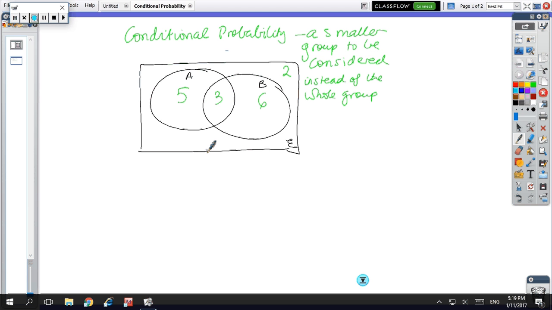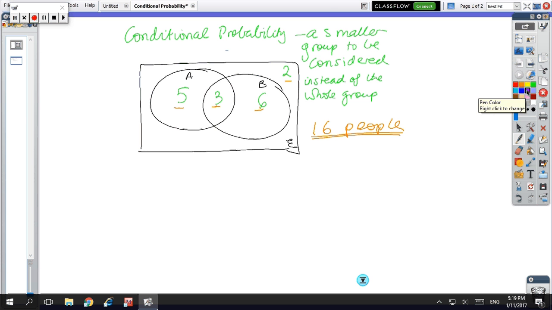So in this particular question here, 5 plus 3 plus 6 plus 2. So 5 plus 3 is 8, 8 plus 6 is 14, and 2 is 16. So I've got 16 people. So normally all the answers would be divided by 16 because that's the universe, okay? But in conditional probability, you don't always have everyone to consider.